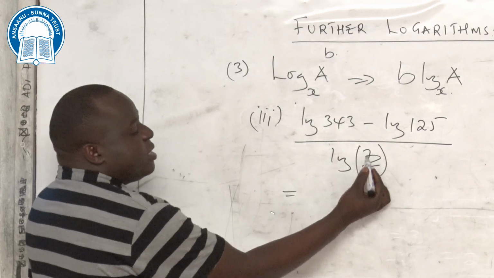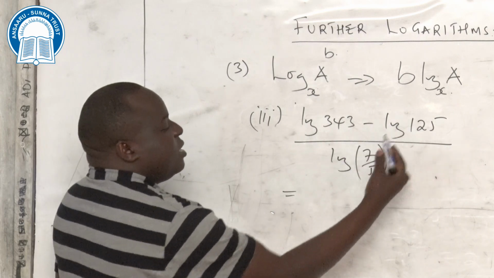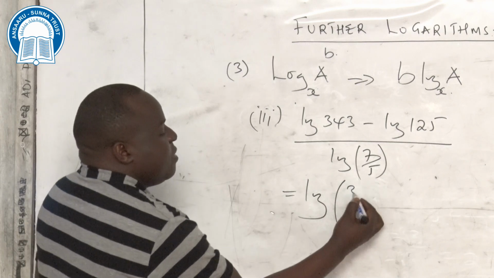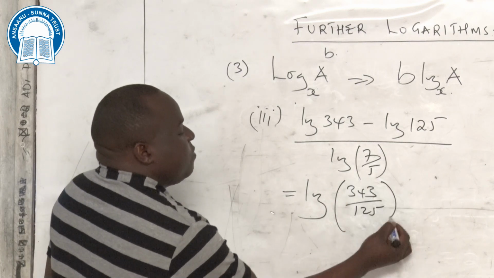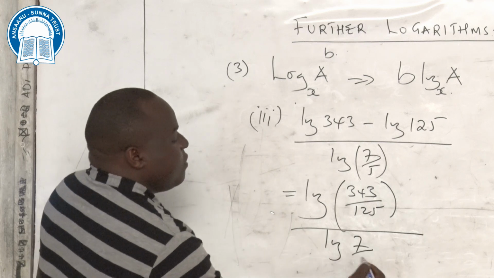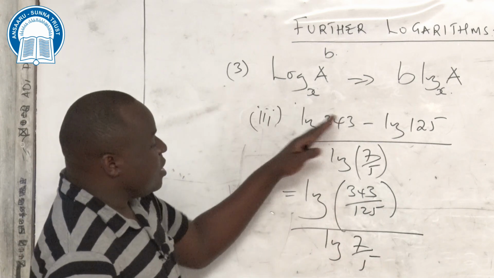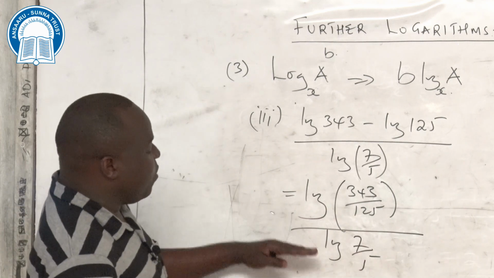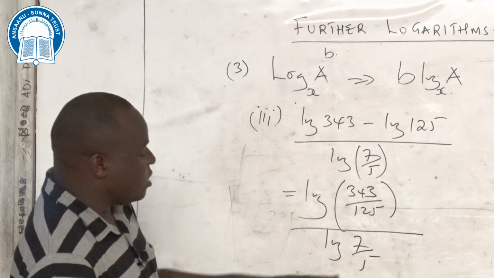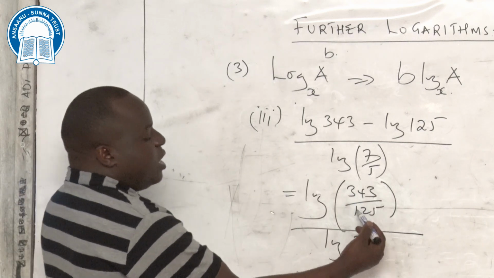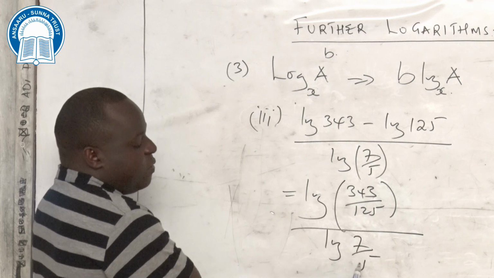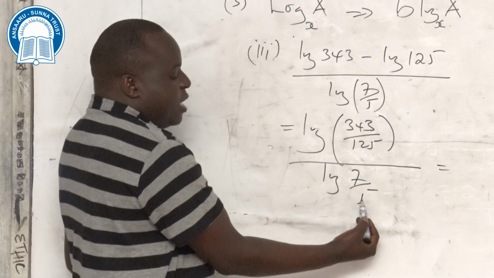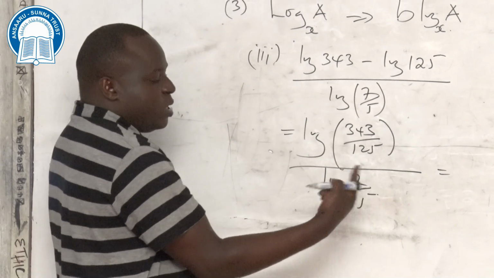So now, this is 7 over 5. How can this be written in terms of 7 over 5? The second law, when you see minus, minus means 343 over 125. Then over log 7 over 5. So this equation has to be solved because there is a must. There should be a way in which this should be written in terms of this, or whichever. So 343 over 125 can be written in terms of 7 over 5, which should be 7 raised to 3 is 343, 5 raised to 3 is 125.